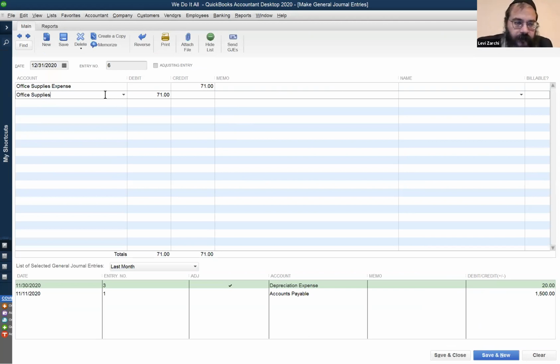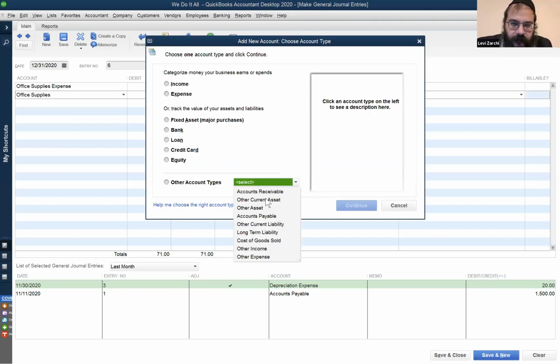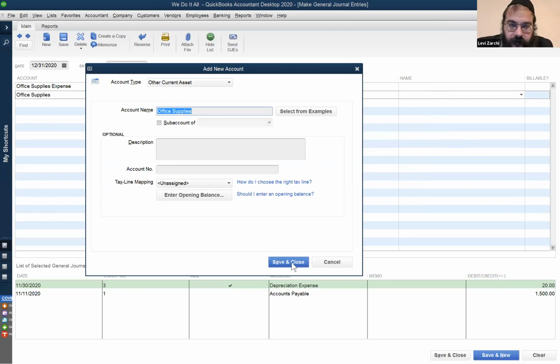So we have here office supplies, and office supplies doesn't exist anymore. When I press tab, it says account not found because we already changed what used to be office supplies to expense. So I'm going to set it up as an asset account, other current asset. It's not income, we're making an asset. It's not accounts receivable, we're thinking other current asset. Prepaid expenses, we have right here. That's going to be our rent. Continue. And we're going to have office supplies as an asset.